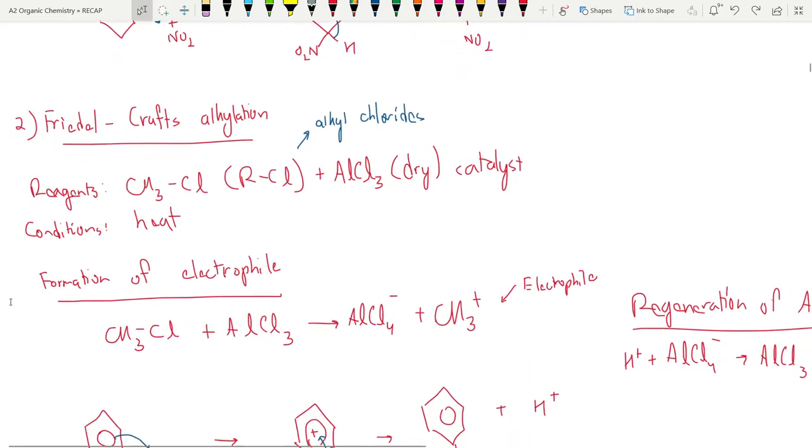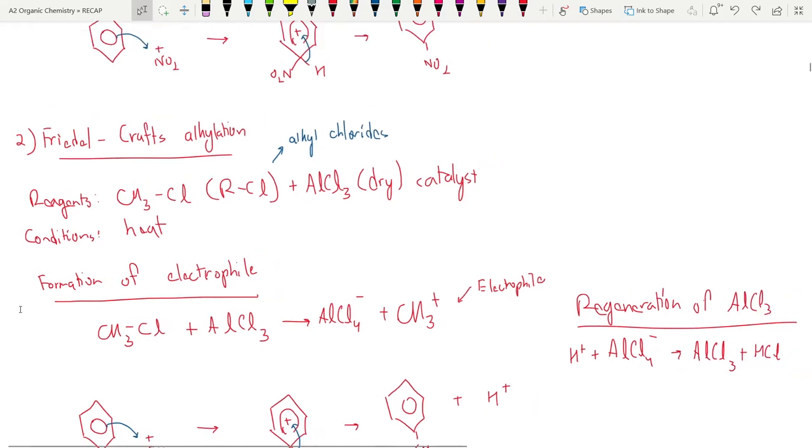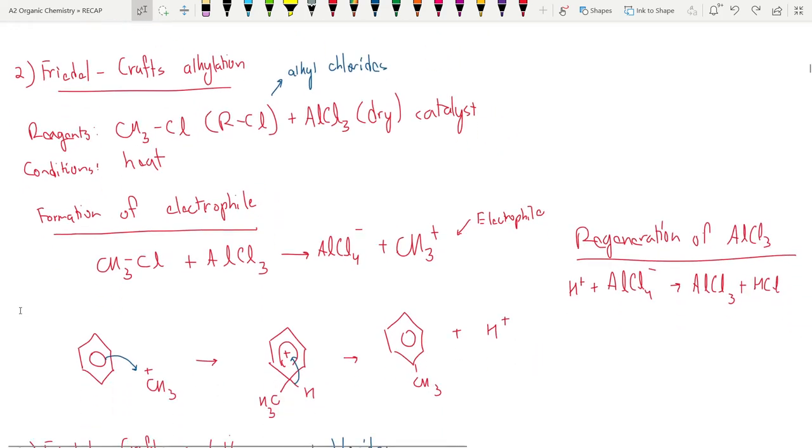Next, we're moving on to Friedel-Crafts alkylation. Here, the reagent is an alkyl chloride, and we need anhydrous aluminum chloride catalyst. We do need heat for this. We need to know how the electrophile is formed. CH3Cl plus AlCl3 forms AlCl4^- and CH3+, that's the electrophile.